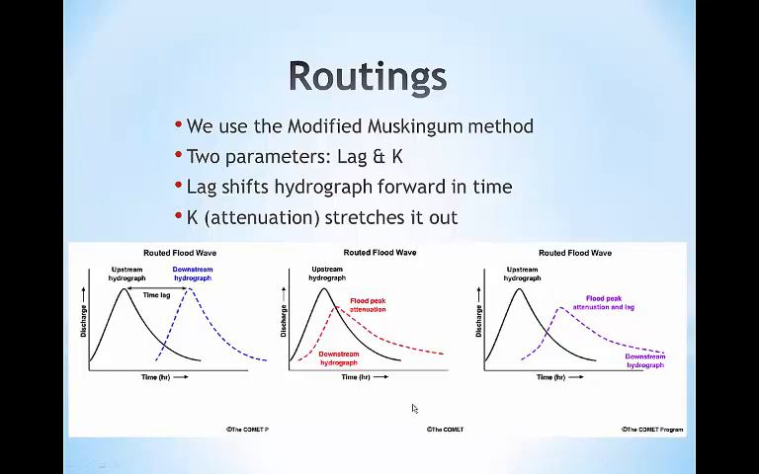Now when you do both lag and attenuation, you end up with this. This is what we have observed upstream. We apply both lag and attenuation, and then this is what we forecast to show up downstream. Now this is a simplified example because it only has 1 lag and 1 K, but both of those are variables, so we will have different lags and Ks at low flows versus high flows.